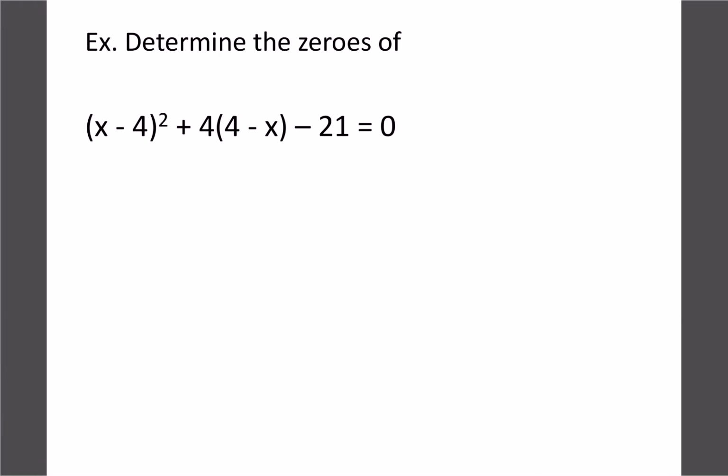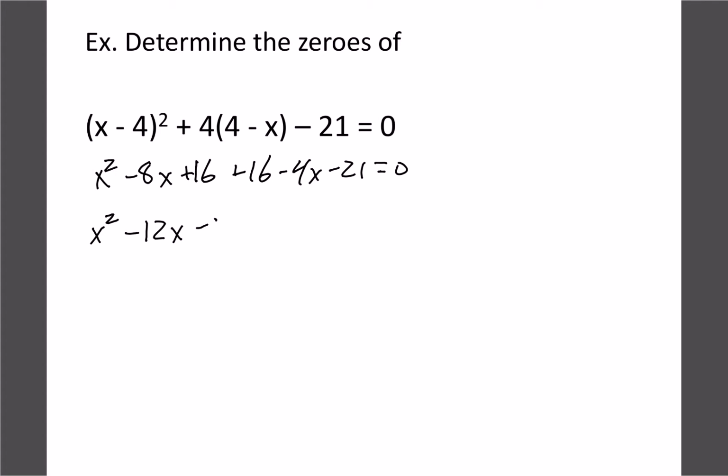Okay, here's another one. Let's do this one by foiling out. So we'd have x squared minus 8x plus 16. Then we get 16 minus 4x. So if we simplify all that, we would get minus 12x. We'd have 32 minus 21 would be 12. Is that right?